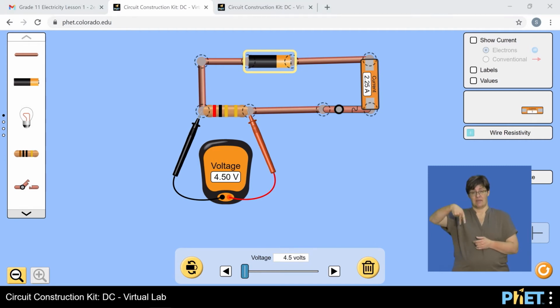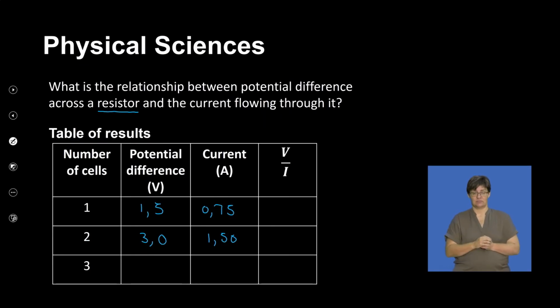Let's populate our table very quickly. So this is 4.5 volts. That's the voltage that was recorded. The corresponding current is 2.25 amperes. Now, there is something that we also need to check here: the ratio of potential difference to current.